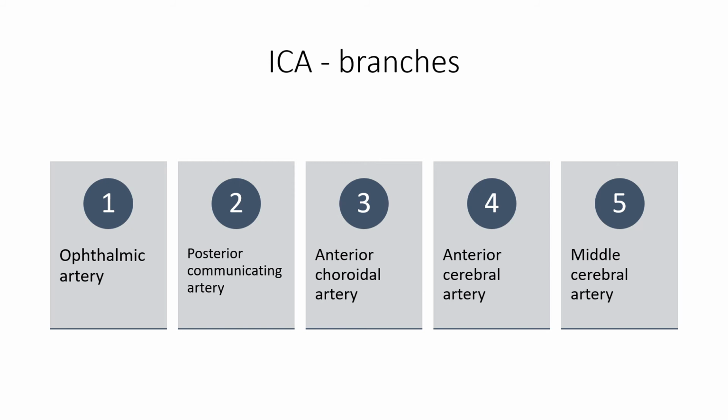Now we have seen the branches from the three major arteries that supply the brain, namely the vertebral artery, basilar artery and internal carotid artery. It is interesting to note that each of these major arteries gives 5 sets of branches each. The vertebral artery gives off 5 branches, the basilar artery gives off 5 branches and the internal carotid artery gives off 5 sets of branches. A total of 15 sets of arteries that supply the brain.